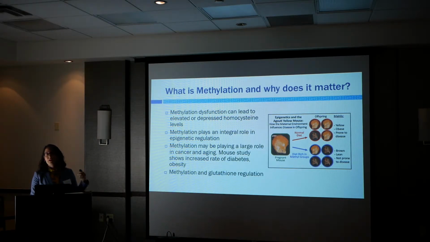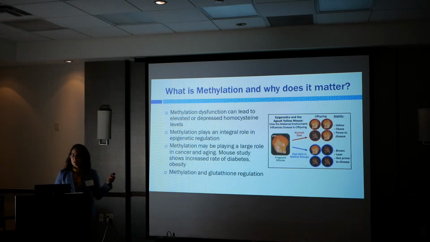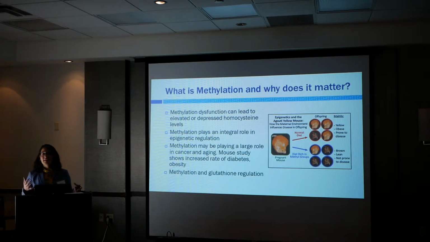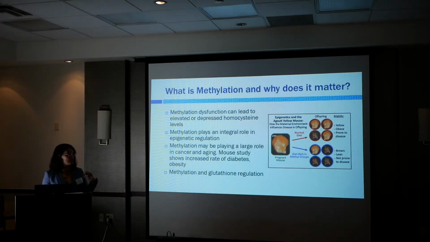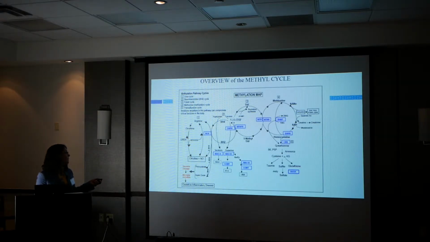So basically, we already know methylation is going to affect homocysteine levels. We'll look at the pathways on the next slide and throughout this lecture. Epigenetic regulation is influenced by methylation very specifically, with a large role in cancer and aging. And then methylation and glutathione regulation are important overall.